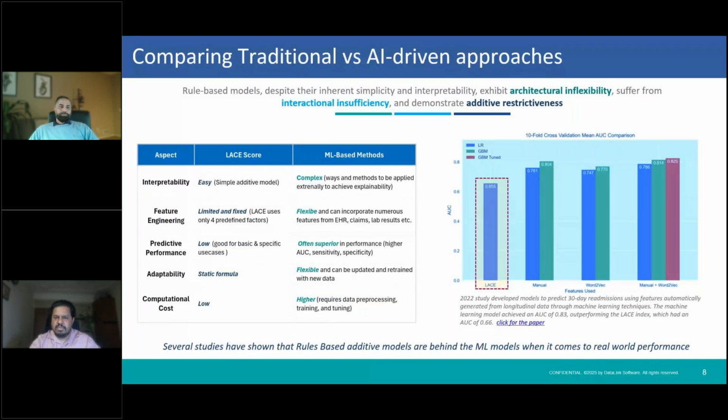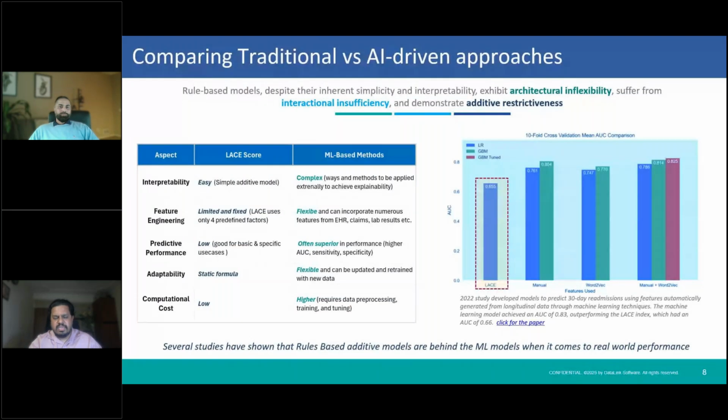But in general, and it's not to say that the traditional rule-based models don't have their use cases. They have their very specific use cases, and in those use cases they excel. But in a generalized practical sense, the AI machine learning based models fare well. But it's not just the performance that we need to compare of these models. There are other aspects as well, like interpretability.